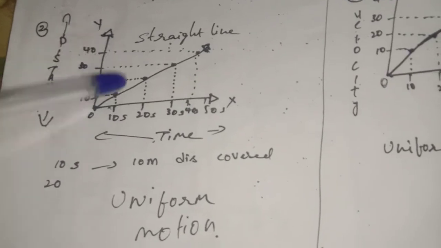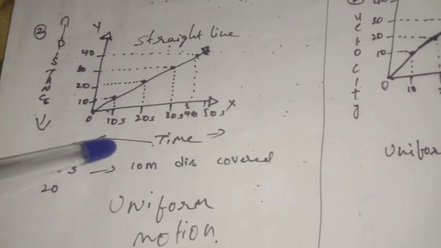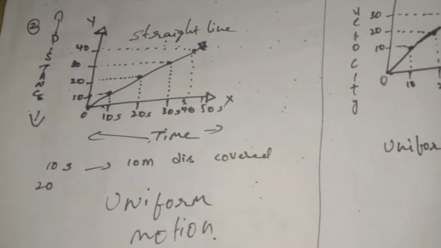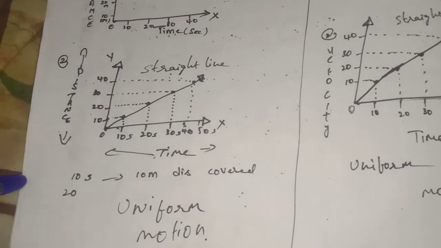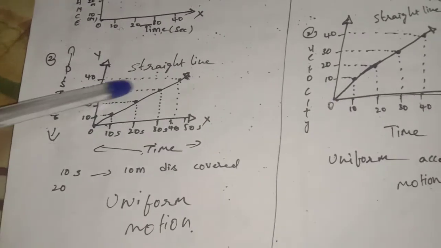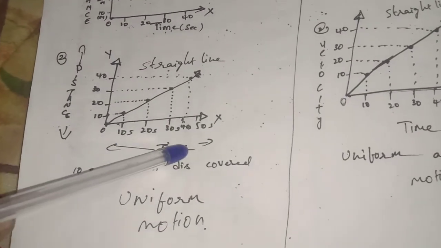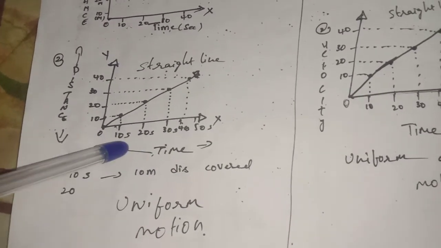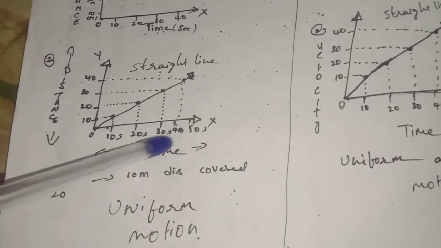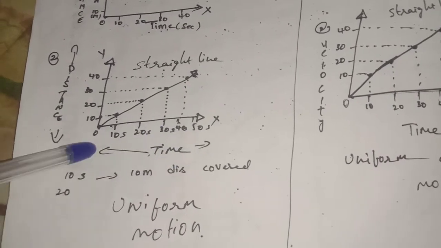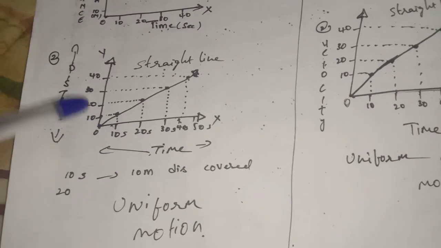So it is changing, but in equal intervals of time. The body is covering equal distances in equal intervals of time. So this is uniform motion. Time is also the same. 20 minus 10 is 10. 30 minus 20 is 10. 40 minus 30 is 10. 50 minus 40 is 10. So it is moving in equal intervals of time.